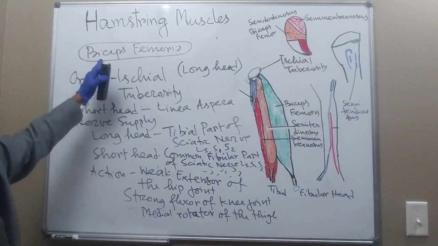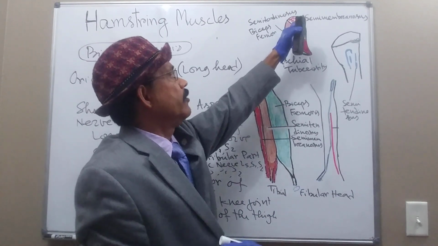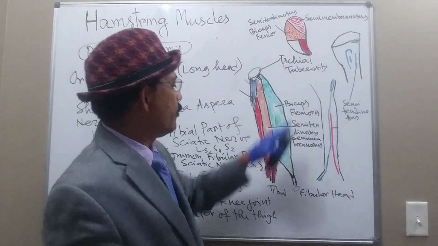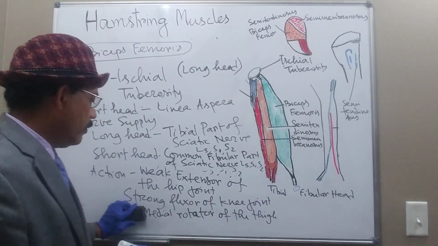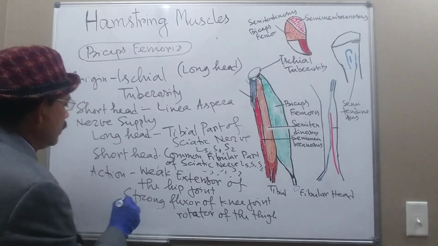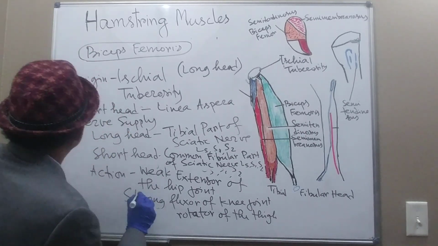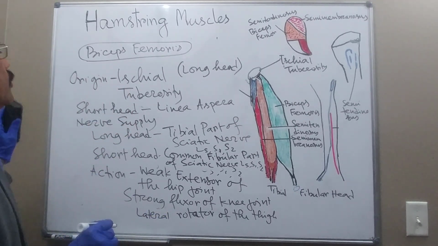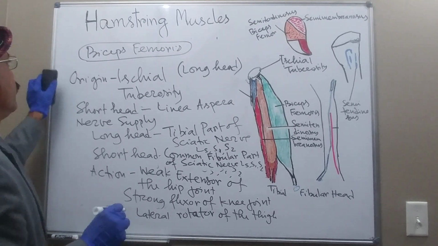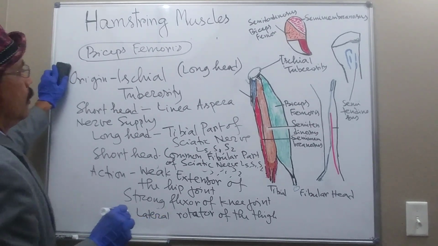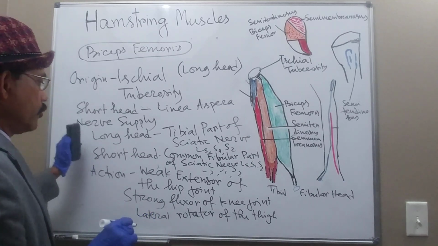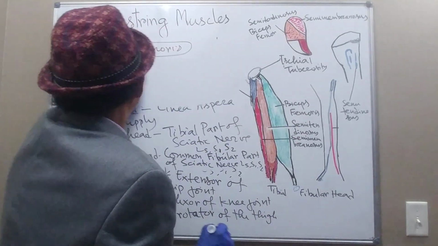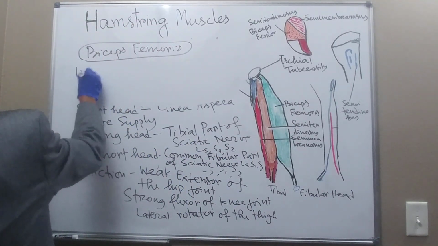Action of biceps femoris: the long head is a hamstring, so weak extensor of the hip joint, strong flexor of the knee joint. Now it rotates the thigh laterally, so lateral rotator of the thigh. Now what is the insertion of the biceps femoris? We got origin, short head, long head, nerve supply, short head, long head, action, but we have to cover the insertion of biceps femoris.